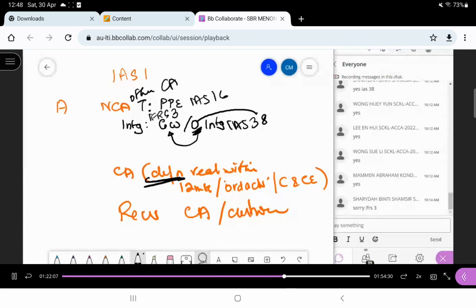I'll tell you something. I can show you all the past year questions. You will never see one SBR exam without IAS 38. Not one. Every semester IAS 38 is examined.